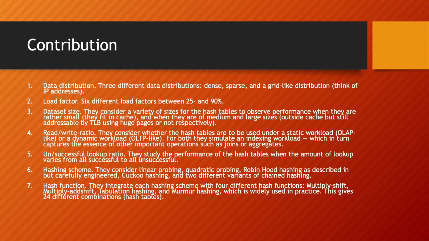Sixth, hashing scheme. They consider linear probing, quadratic probing, Robin Hood hashing as described, but carefully engineered, cuckoo hashing and 2 different variants of chained hashing. 7. Hash functions. They integrate each hashing scheme with 4 different hash functions: multiply shift, multiply add shift, tabulation hashing, and Murmur hashing, which is widely used in practice. This gives 24 different combinations.